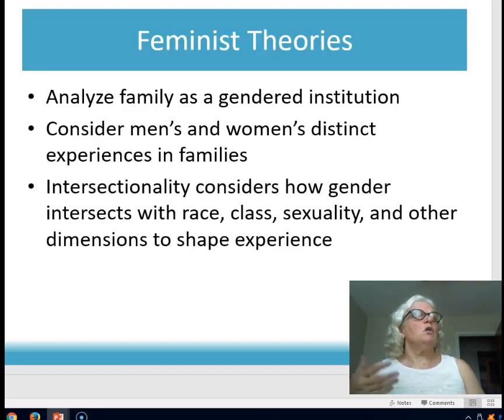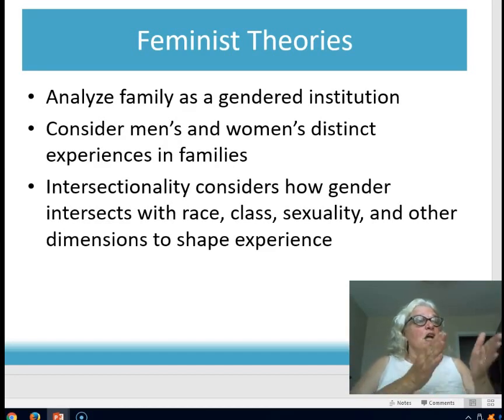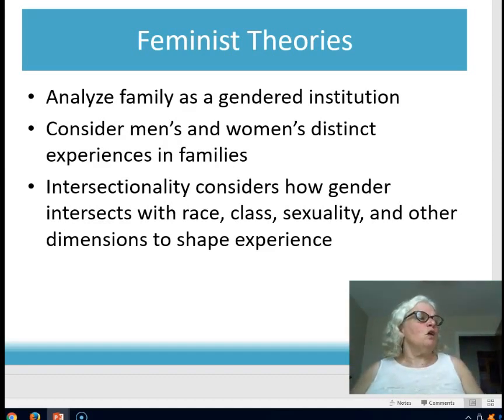Now, feminist theory looks at the analysis of family as a gendered institution, and they consider men's and women's distinct experiences in family and the different interactions that come into place. And you can see how this theory oftentimes is linked with conflict. But to understand what affects one gender, we must look at both. So we can't just look in feminist theory at the issues of women, we have to look at both. And what they're often saying is that women haven't been looked at in the past. The focus has been on men.